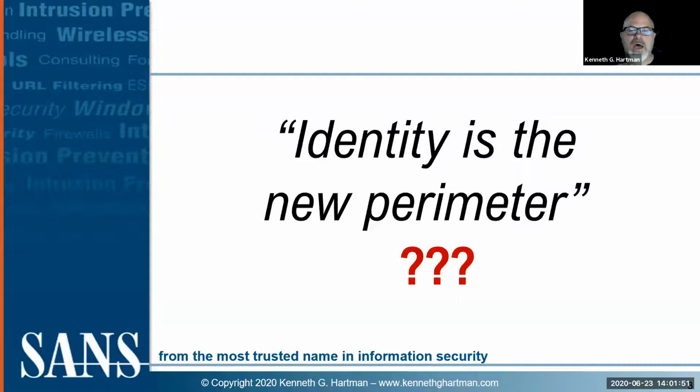Now, ISO 24760, which is a framework for identity management, defines identity as a set of attributes about an entity, where the identity can either be a person or a thing or system. And the attributes are those characteristics or properties of the entity, things like address, phone number, MAC address, DNS name, and so forth. And the concept of a perimeter comes from military strategy.